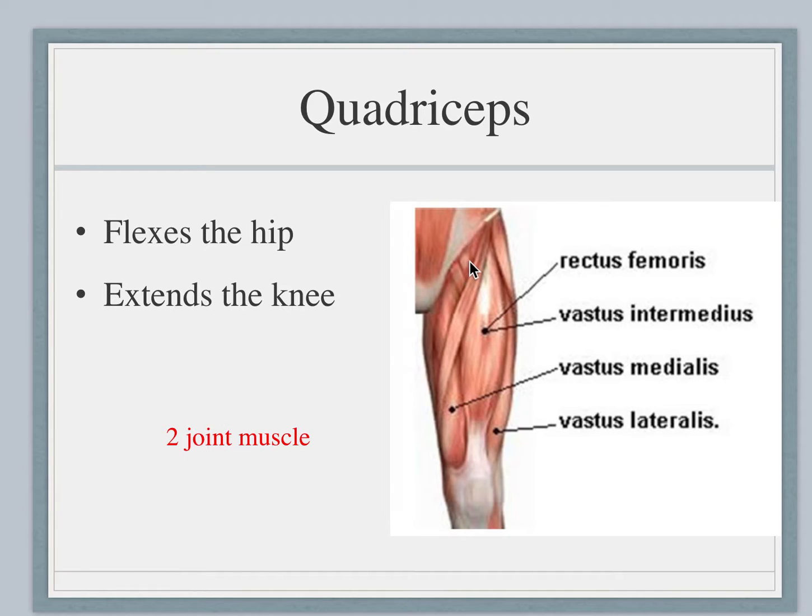The quadriceps all flex the hip and extend the knee. They go in front of the hip joint, so that when they contract, the hip is flexed, and they attach to the anterior tibia. So when that muscle contracts, the knee is going to extend. It's not going to bend, it's going to extend and straighten out the knee. Again, this is another two-joint muscle, so it affects the knee and the hip.